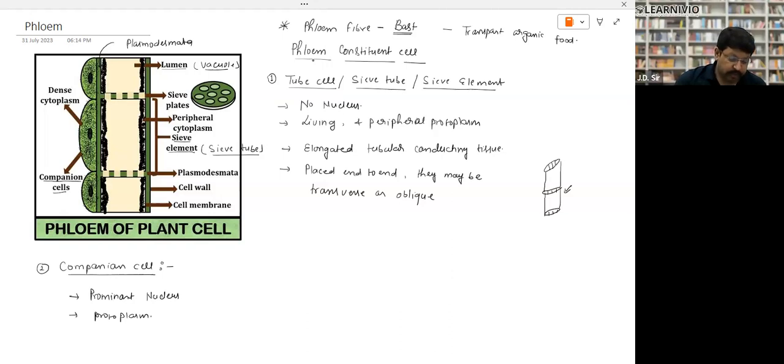Next point. They have many small pores or sieve pits at the end of cells. At the end of cells, you may see these are the sieve pits, right?